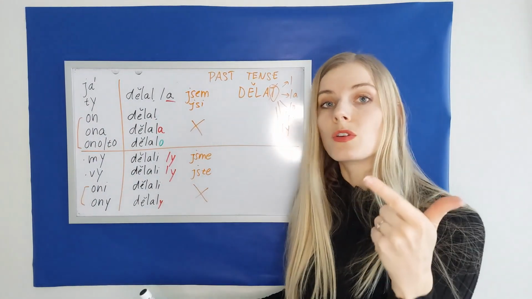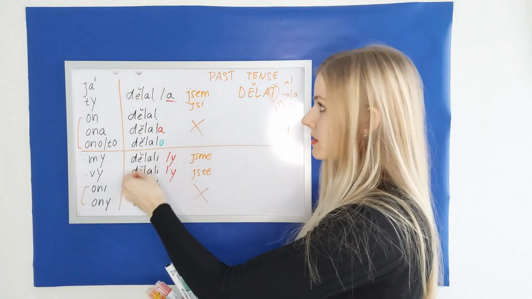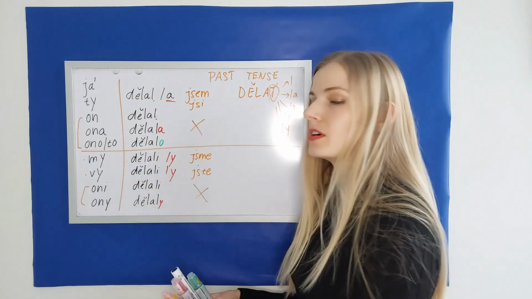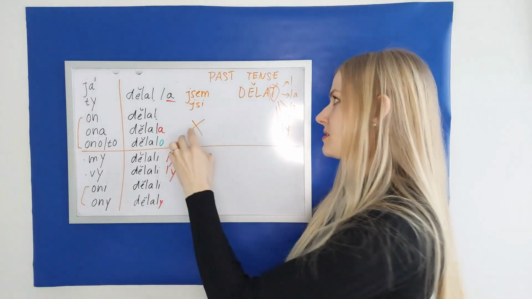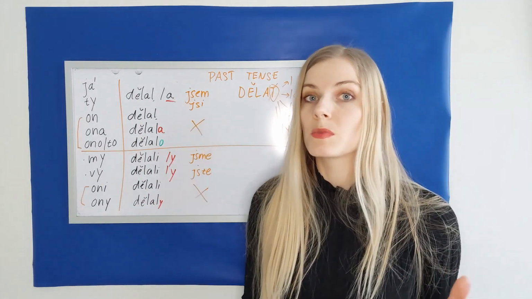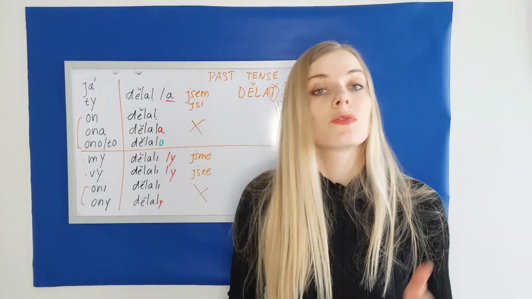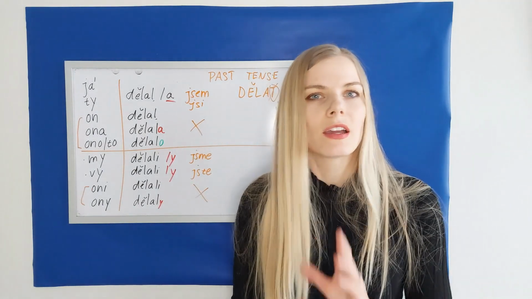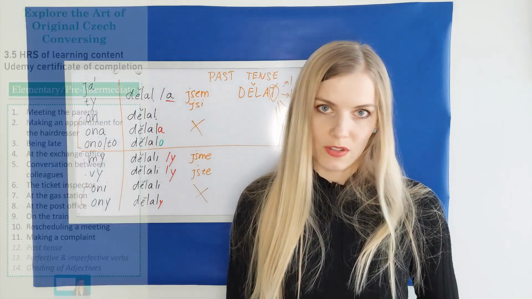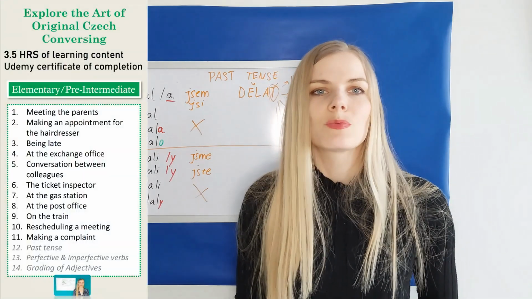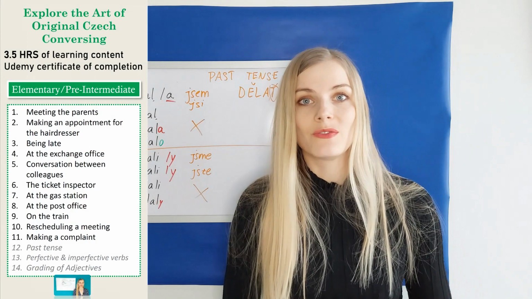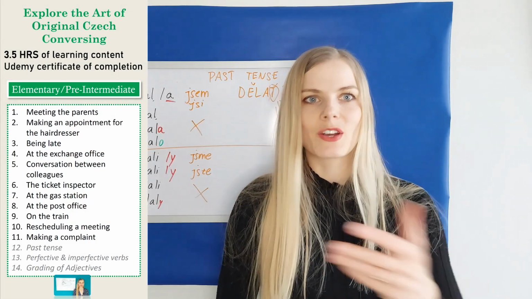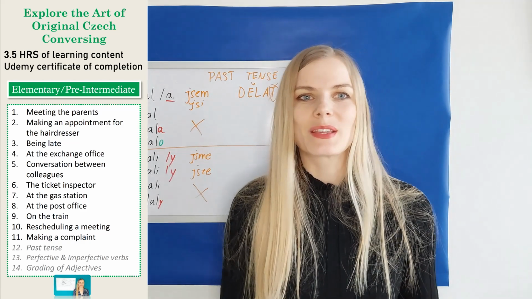We need two forms. The past tense in the correct ending and the auxiliary verb from the verb to be in present tense. I don't want to spend more time explaining the past tense. If you would like to brush up on the basics of past tense, I highly recommend my video course, which is called Explore the Art of Original Czech Conversing, which has 11 dialogues written by me and recorded by 10 unique native speakers.